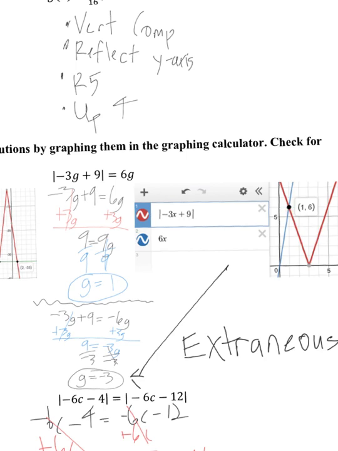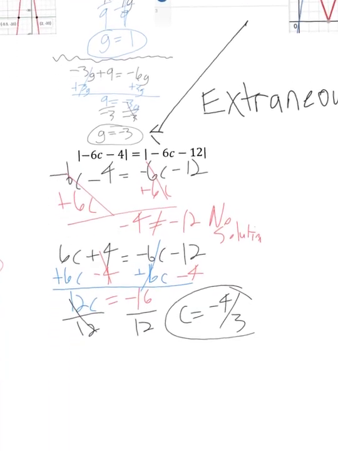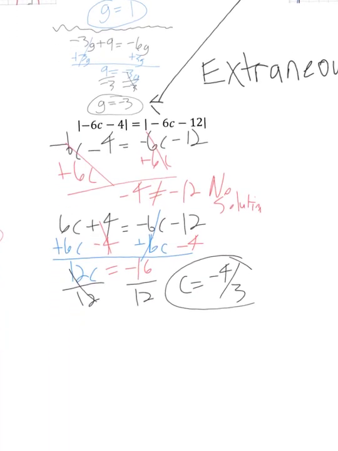Alright? The next one, kind of an interesting problem because when you start solving it, your 6c's would cancel. So you end up getting something that says -4 equals -12, which doesn't really work, so you're tempted to say it's no solution. But remember, you have to change the signs on one of the sides, kind of like on this one.